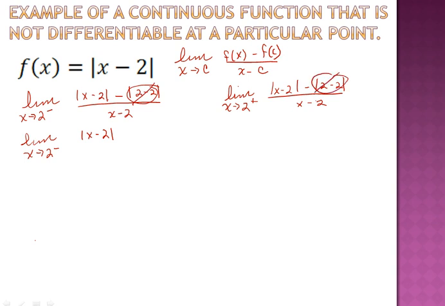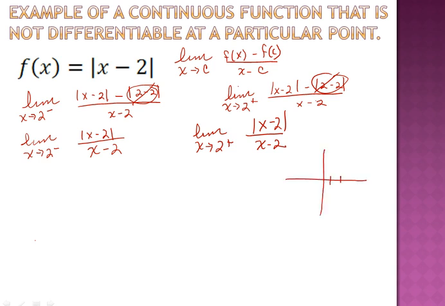So we're taking a look at the limit as x approaches 2 from the left of the absolute value of x minus 2 over x minus 2, and comparing that to the limit as x approaches 2 from the right of the absolute value of x minus 2 over x minus 2. Now we know that we can't plug 2 in because this goes undefined. So let's take a look at this graph. When we can't plug it in, when we can't fix it, we need to take a look at the graph.